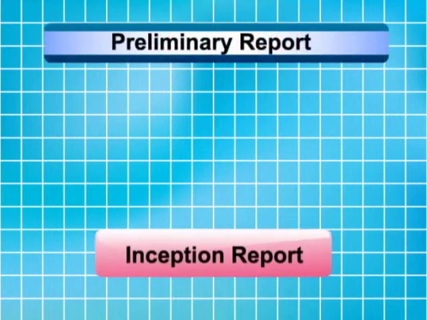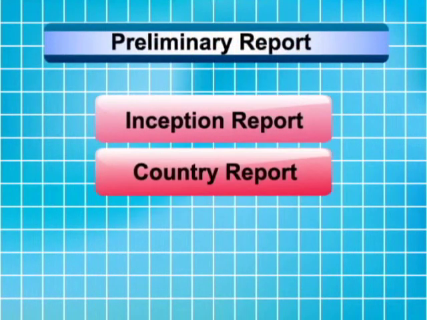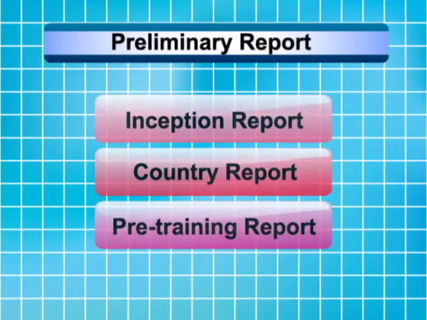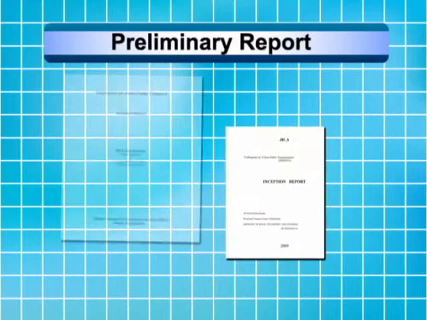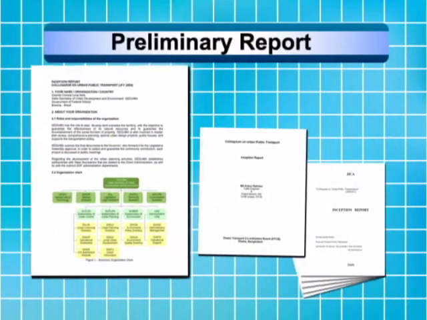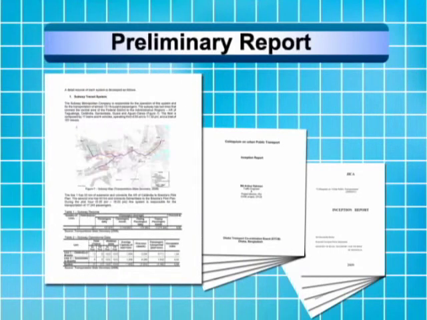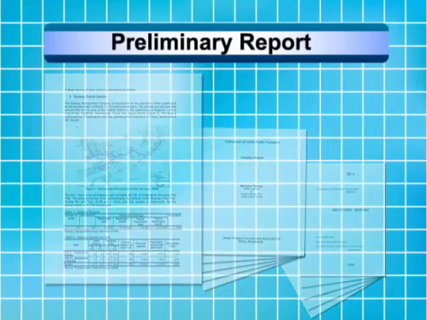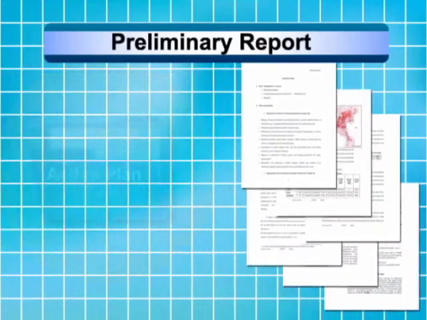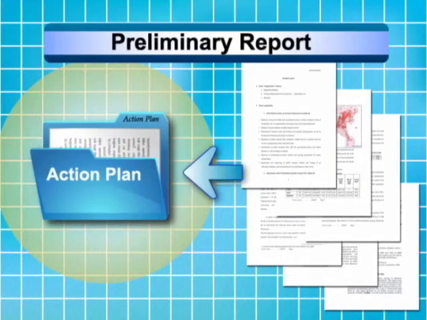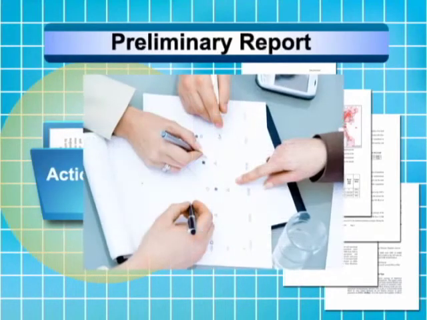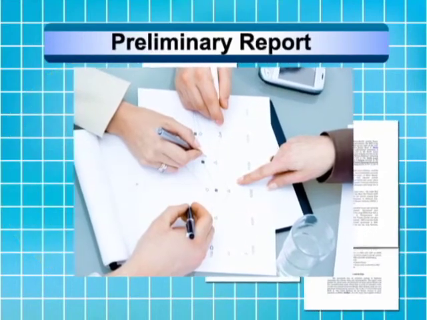Now, let me talk about the preliminary report you are required to prepare before coming to Japan. The report is, for example, an inception report, a country report, or a pre-training report. A preliminary report includes the current situation of the country and organization in question, information on your own daily work, and so on. It is also useful particularly for action plan making. So please talk with your colleagues and try to make a report as detailed as possible.